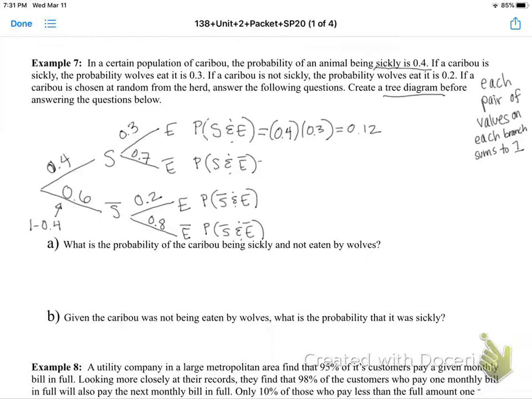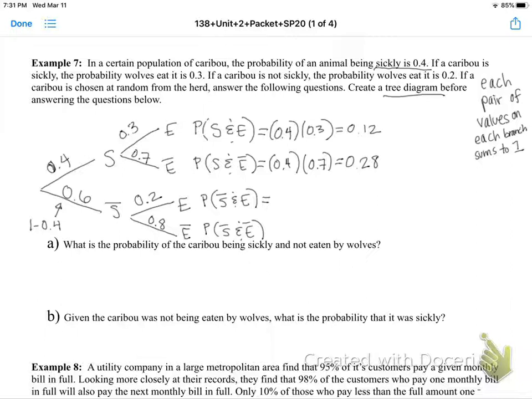All right, I'm going to keep going. So this is sick and not eaten. We're going to take 0.4, but not eaten, that probability we see on that branch was 0.7. If we multiply these two numbers, we get 0.28. Now I'm going to go ahead down the line and try these next two.